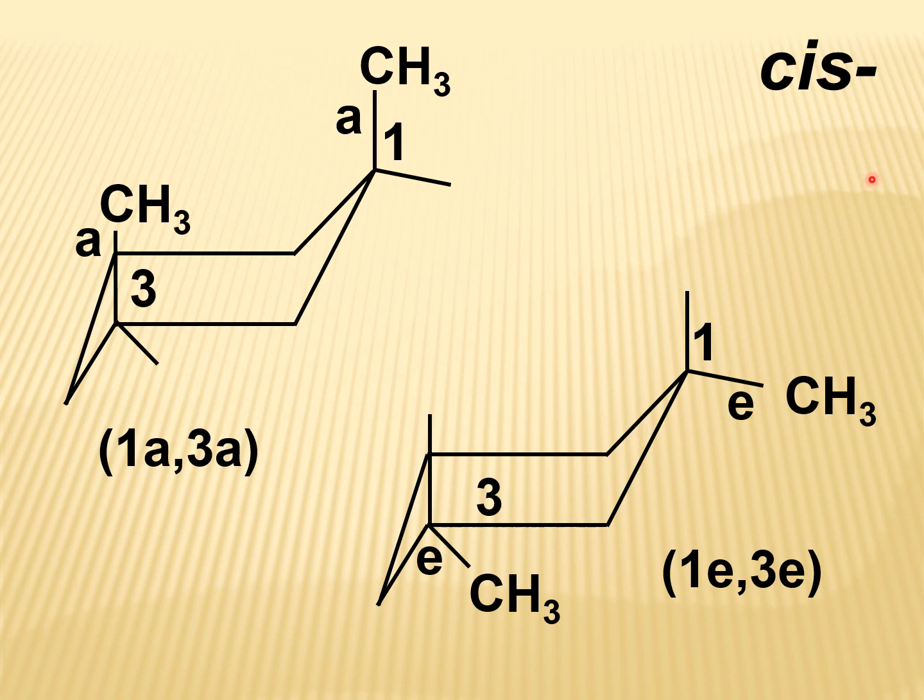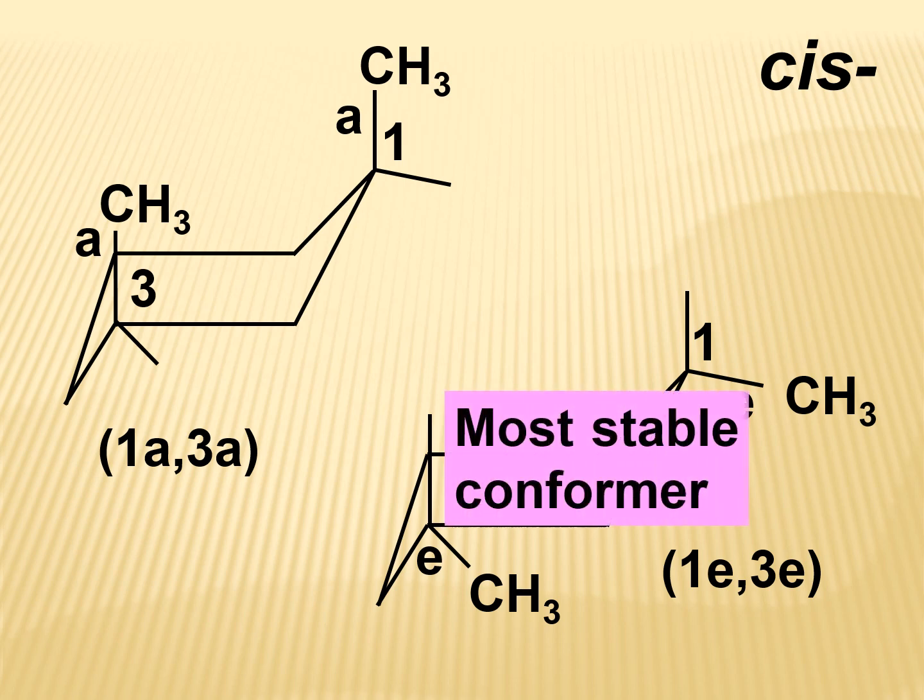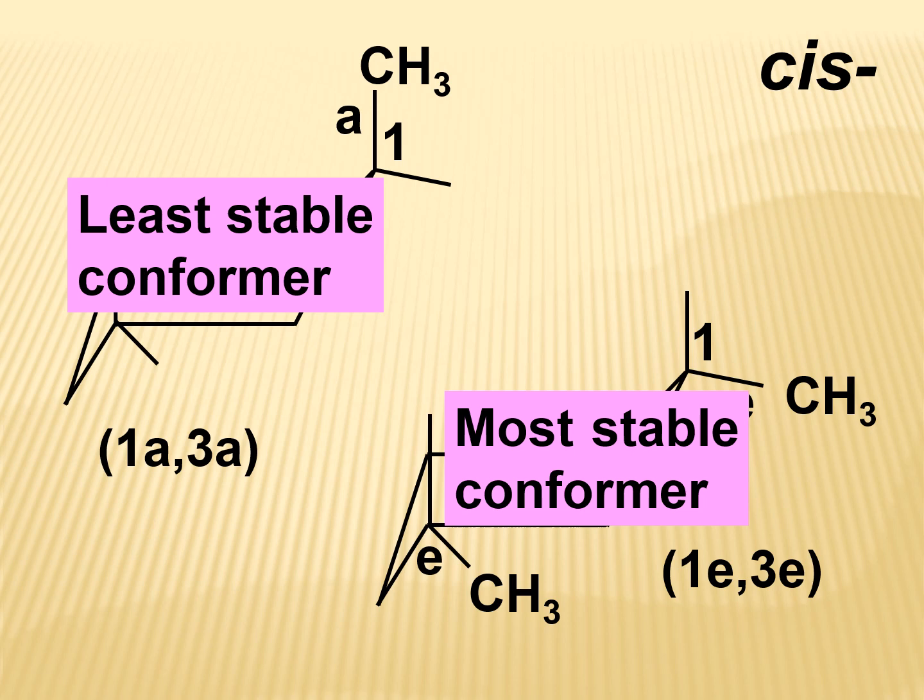So in the 1,3-dimethyl substituents, cis 1E3E is the most stable, and cis 1A3A is the least stable conformer, because in 1A3A there are maximum diaxial interactions, and so less stability. In 1E3E there is no diaxial interaction, so maximum stability.